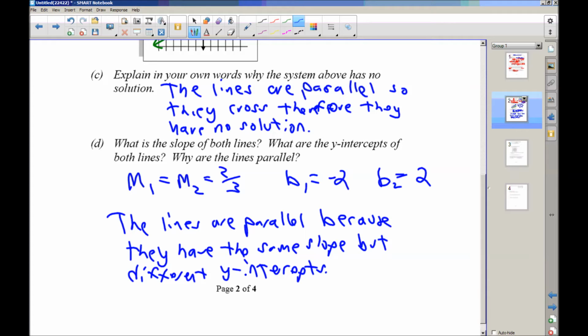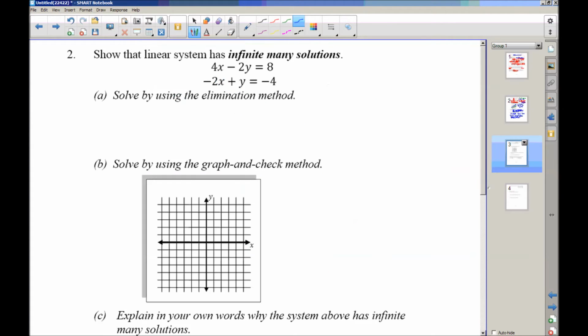Okay. All right, this concludes our second page. So let's flip it over and take a look at page 3. All right, number 2. Show that a linear system has infinite many solutions.